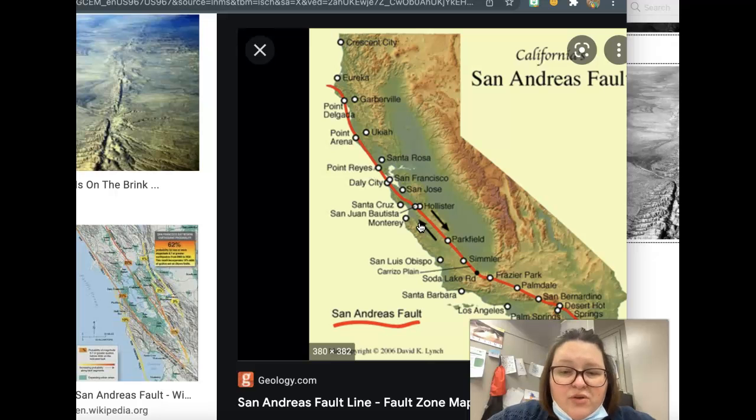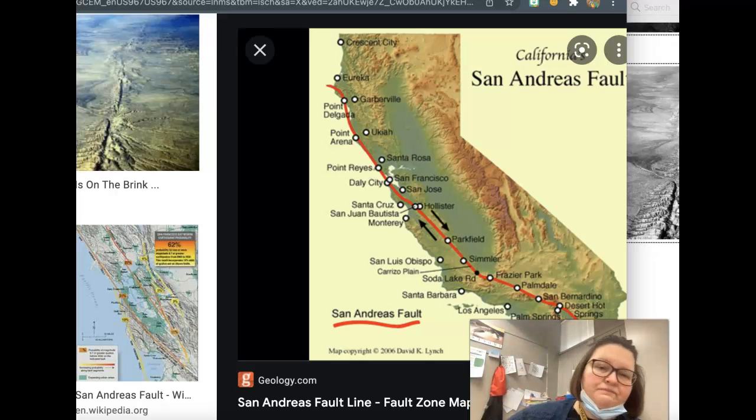So we do have a major problem in California with faults. It is not uncommon to feel earthquakes there basically every day. So keep that in mind as you think about moving to California when you're older. You know, people there don't even realize that they're having earthquakes because it's so common, unless it's really, really strong.